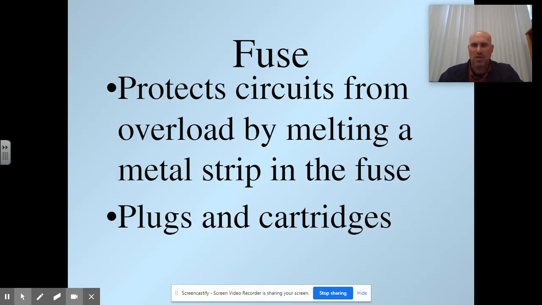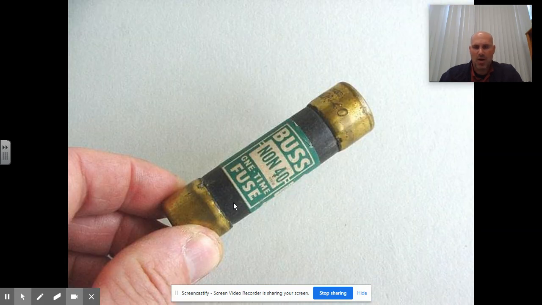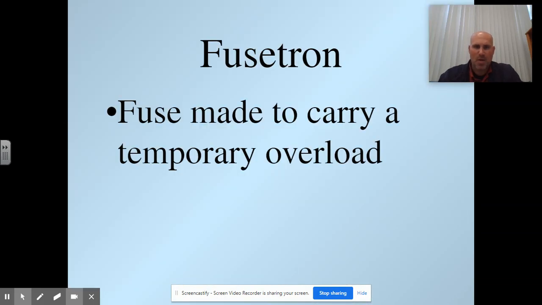Fuses, if you've ever changed a fuse in your car before, those real small little plastic ones where it has that metal strip, when too much current passes through, that strip melts. And when that happens, it stops the flow of electricity. So we have plugs and cartridges. This is a cartridge. It's pretty simple. If you think of a shotgun shell, it's also called a cartridge. It's an easy way to remember that.